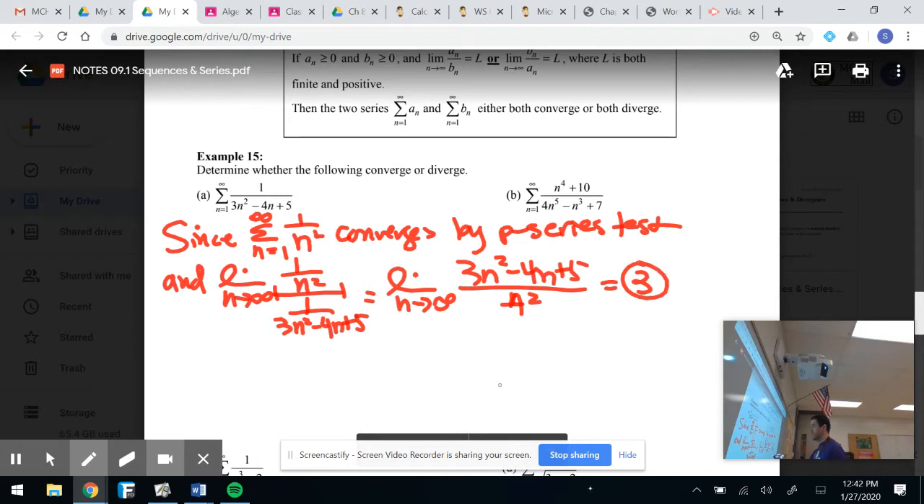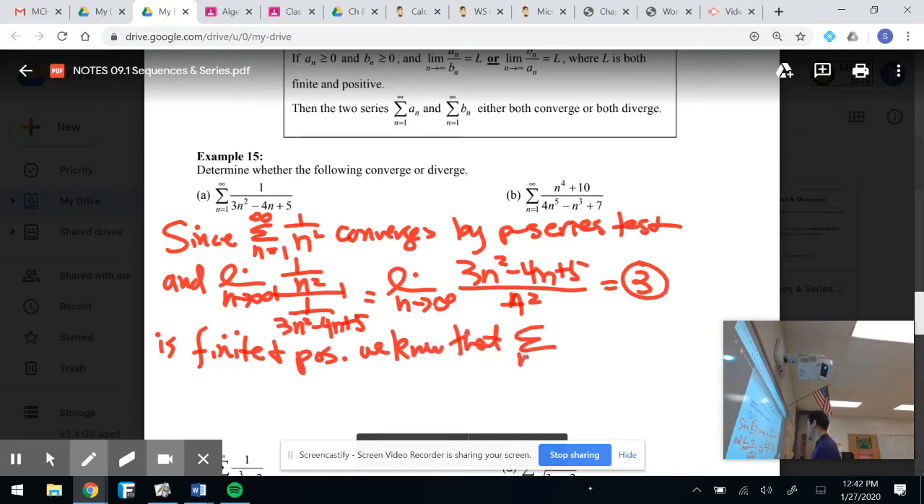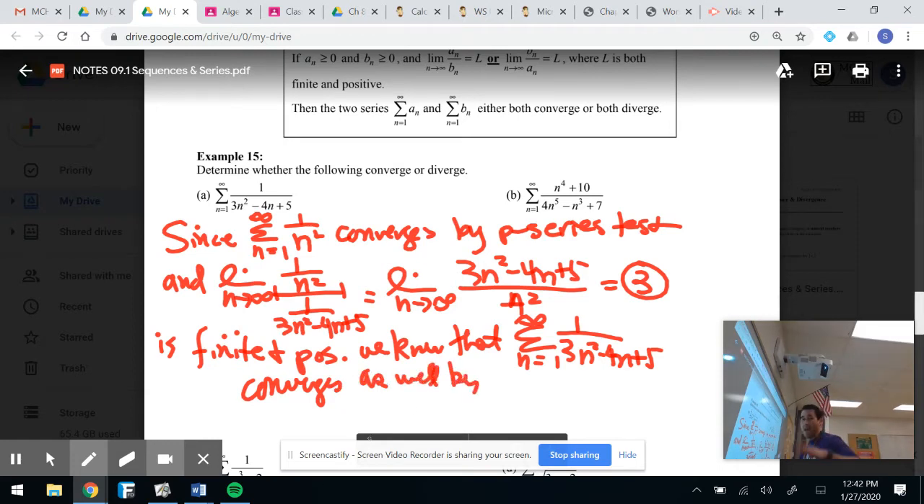How about it, when 3 is finite and positive, right? And since it's finite and positive, okay, we know that my original problem, which I was trying to do, which is the series from 1 to infinity of 1 over this craziness, right? I know that bad boy right there converges as well by what? Say it with me, LCT, right? By the LCT.